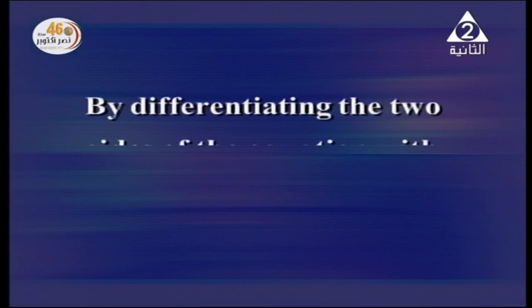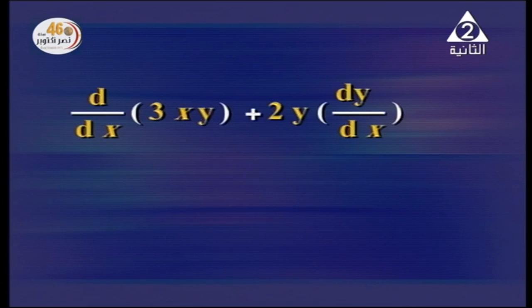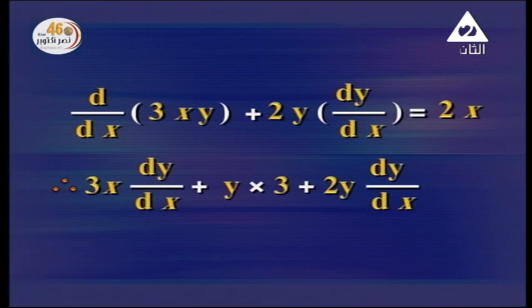My dear student, look at the solution. By differentiating the two sides of the equation with respect to x, we get the derivative of 3xy plus 2y dy over dx equals 2x. Then we deduce the derivative of 3xy: 3 is a constant, but xy is a product of two functions. First derivative second plus second derivative first. What is the derivative of xy? First x. What is the derivative of y? Dy over dx.